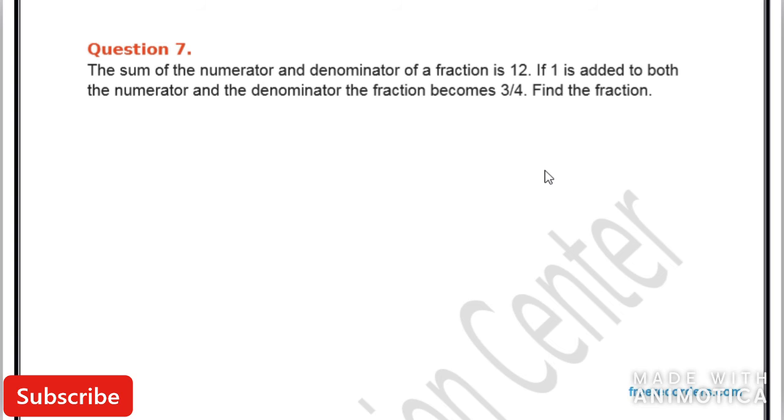Let's start with question number 6. It says the sum of the numerator and denominator of a fraction is 12. If 1 is added to both the numerator and denominator, the fraction becomes 3 over 4. Find the fraction. So we need to find the fraction. For that we should have the numerator and the denominator. So I will be assuming the numerator as x and the denominator as y.